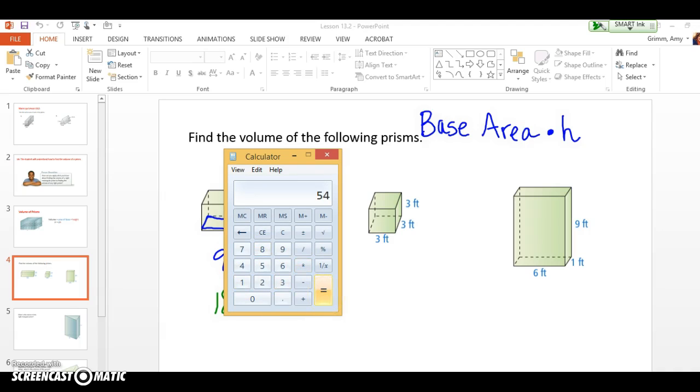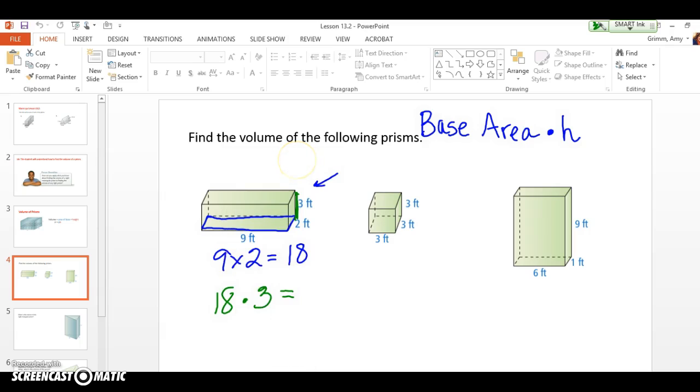which gives me 54. Does anybody know how my units change now? What am I filling it with? Cubes. So this is called cubic feet. And you put a 3. That's literally what it means. We took number times number times number. That's a cube. All right, let's look at the next one.